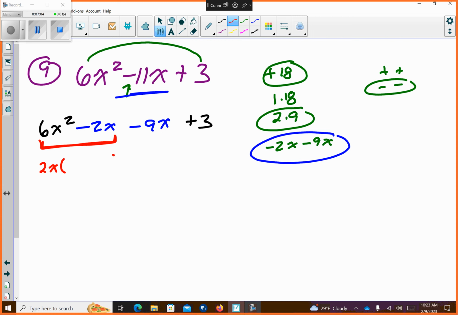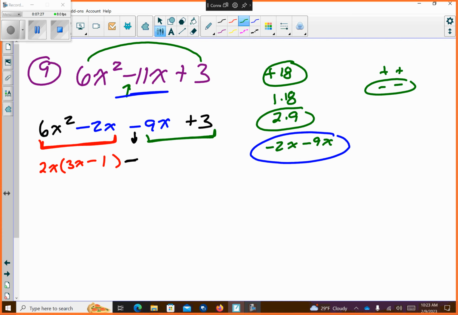2. Okay, so if I factor a 2x out of 6x squared, I'm left with a 3x. If I factor a 2x out of negative 2x, I have a negative here. I have to have a 1 as a placeholder. Is that okay? This middle sign always comes straight down. This means I'm factoring out a negative.